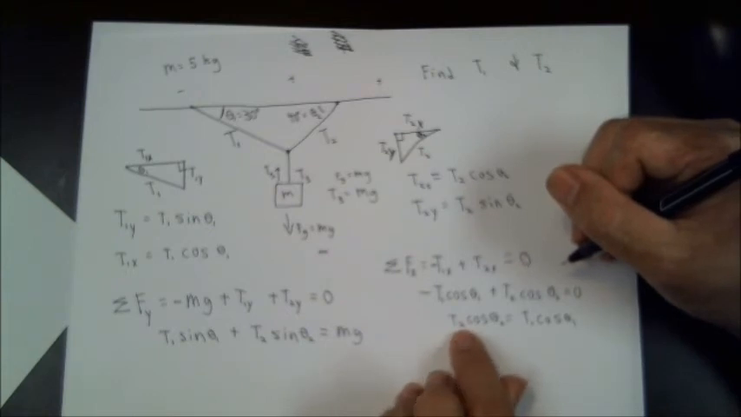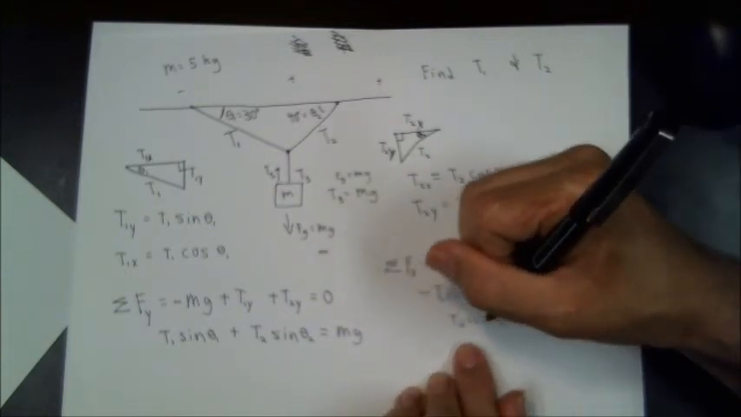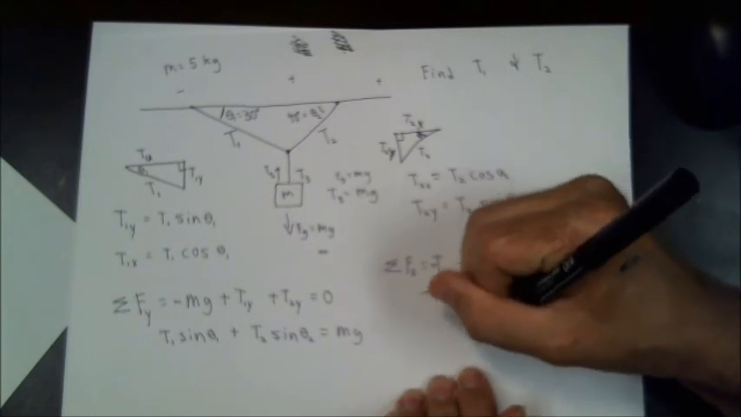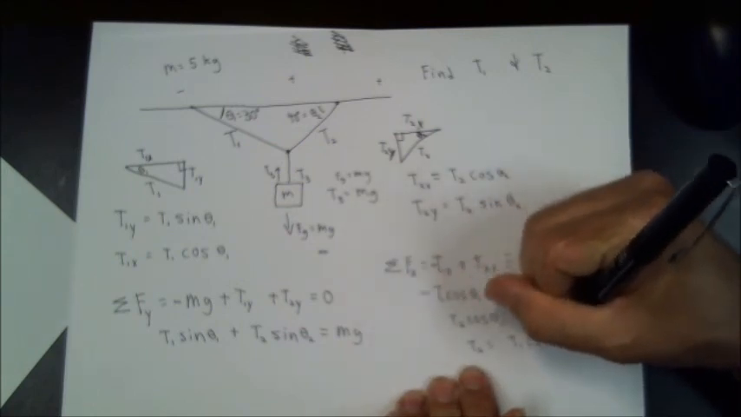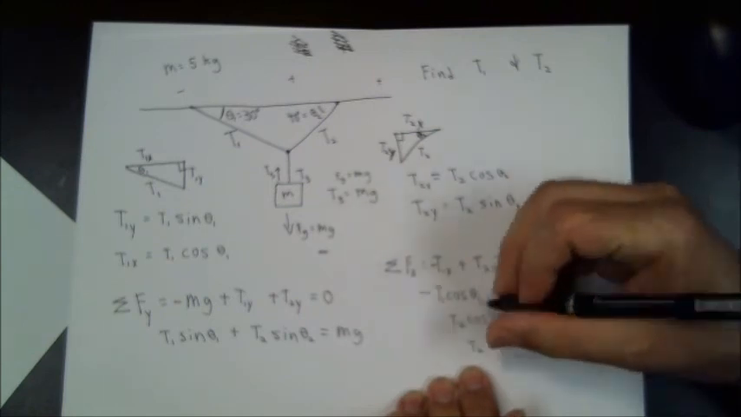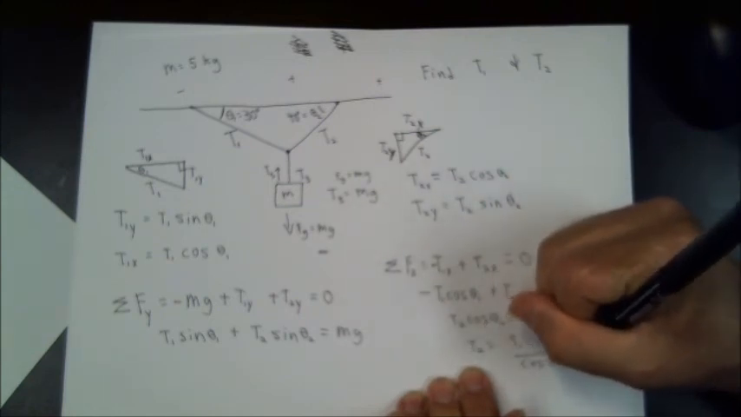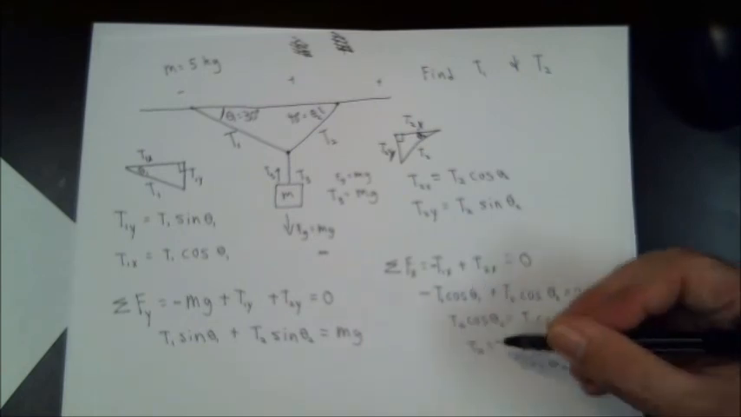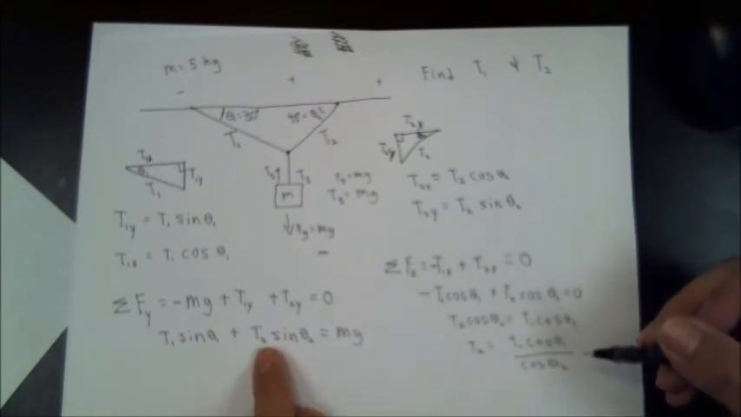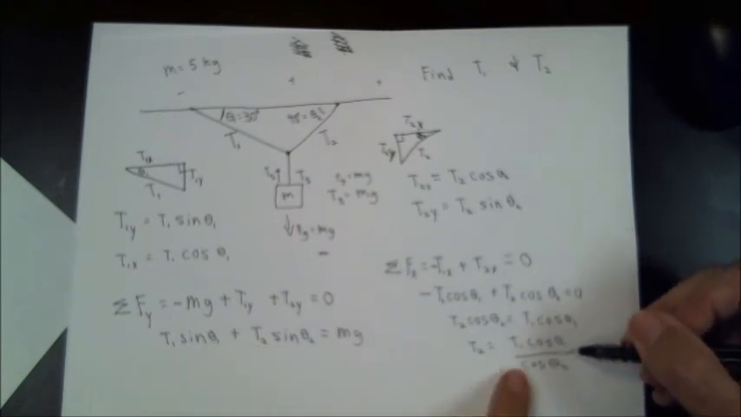So I'm going to solve this for T2. I divide both sides by cosine of theta 2, and I get T2 equals T1 cosine theta 1 divided by cosine theta 2. Awesome. So this gives me an equation for T2, and look over here, I've got a T2 variable. So all I have to do now is take this and put it right there.